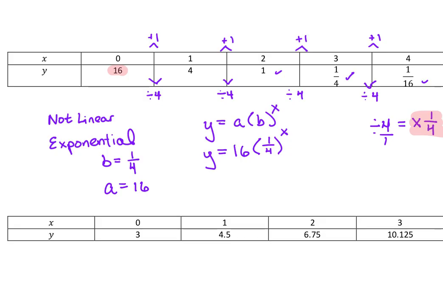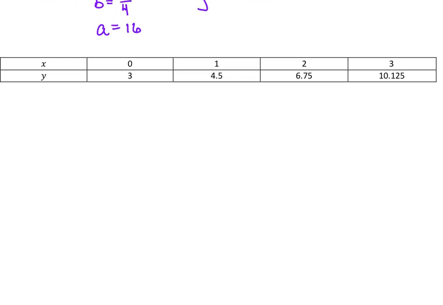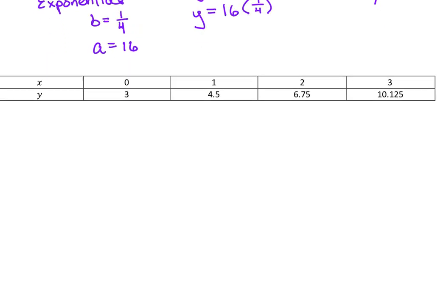All right, last one. For the last one, we have that our x's are increasing by 1. We're okay there. Now let's talk about our y's and see what we have. Let's start with linear because it's a little bit easier. If we look at how we get from 3 to 4.5, we are adding 1.5.